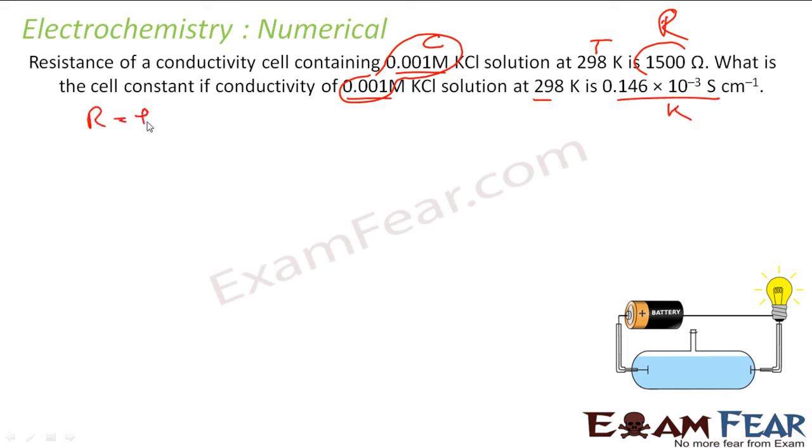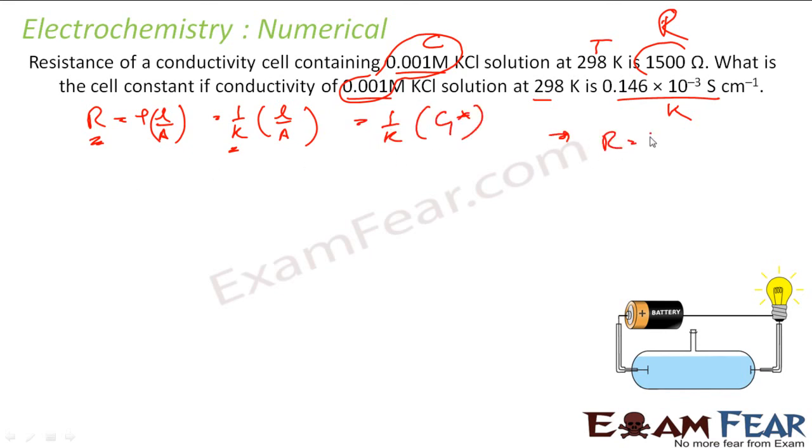The formula I know is R is rho L by A. This is the formula I know. But rho is not given, K is given. I can say it's nothing but 1 by K into L by A. Correct? So in this case, let's see what all is given. Resistance is given, yes. Conductivity is given, yes. And what is the cell constant? This is cell constant, right? So let me make it G star only. So the formula I'm going to use is R is equal to 1 by K into G star.